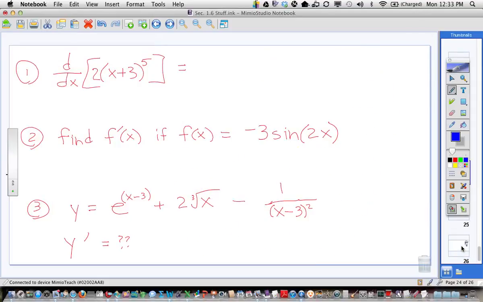Right there. So here I've got 3 different ways I'm asking the same thing. This is saying do the derivative of this. This is saying find f prime of x if f of x equals this. Okay, same thing, do the derivative. Y equals this, so y prime equals what? Okay, those are 3 ways of saying the same thing. So you guys do it, using our shortcuts and our little formulas that we already have talked about.